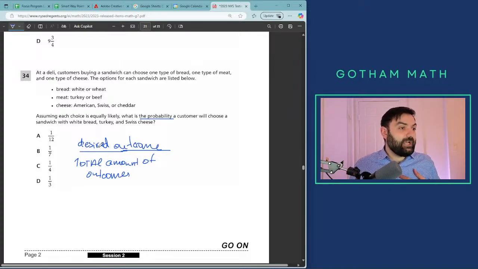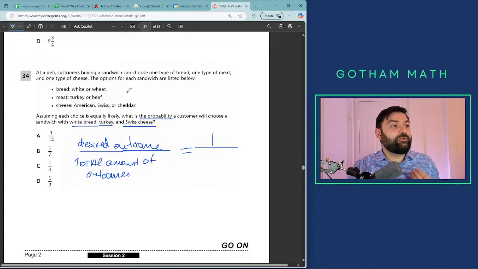So on the top we need to see how many possibilities of white bread, turkey, and Swiss cheese. It's just going to be one possibility, because basically it's one probability that you get exactly white bread, exactly turkey, and exactly Swiss cheese, right? It's going to be only one combination of that. But how many combinations do we have in total? And that's what you need to know to solve a question like that.